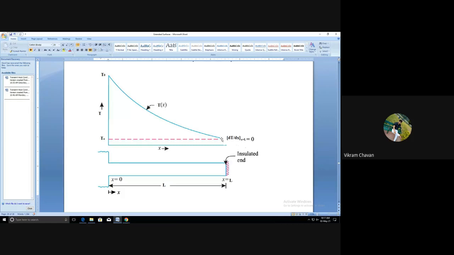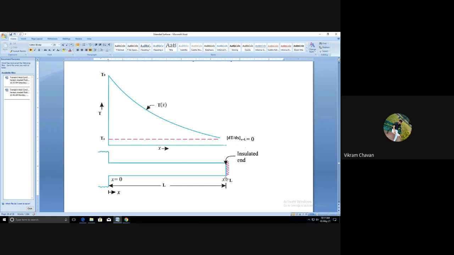So we can say that dT by dx at x equal to L will become 0. That will be our second condition for this particular fin. The first condition will be at x equal to 0, T becomes T naught, and theta becomes T naught minus T A. That will be considered as theta naught.